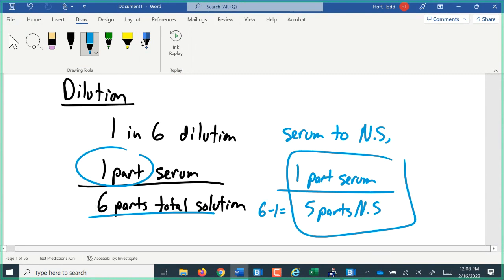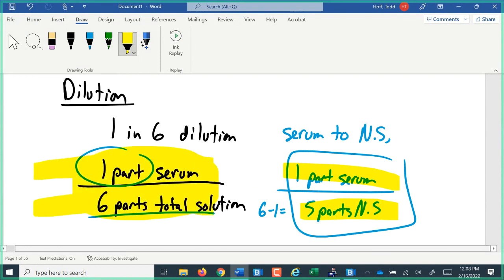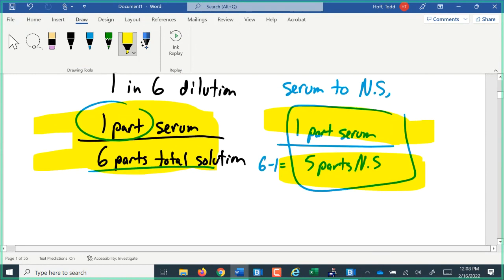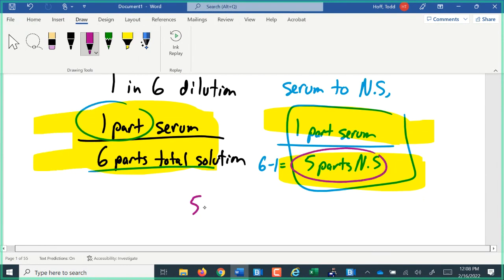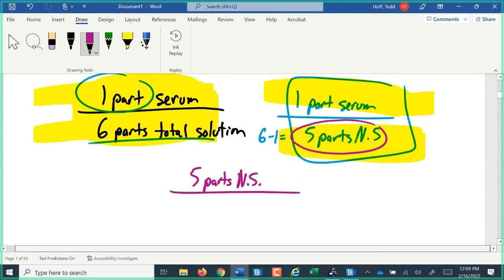Now, these ratios are not equivalent numerically. 1 to 6 and 1 to 5, or 1 in 6 and 1 to 5, I should say, are very different. But they do represent the exact same relationship, because this is representing one of the pieces, the serum, to the total. This is just representing the 2 parts to each other. And there is actually a third ratio we could milk out of that. We know there's 5 parts saline, 5 parts NS, to the 6 parts of total solution.